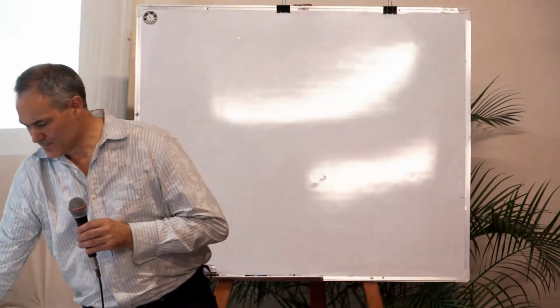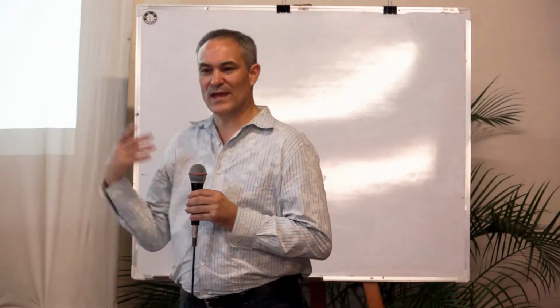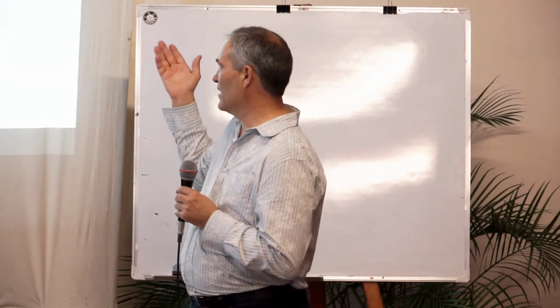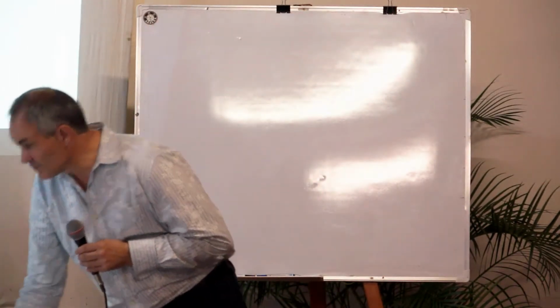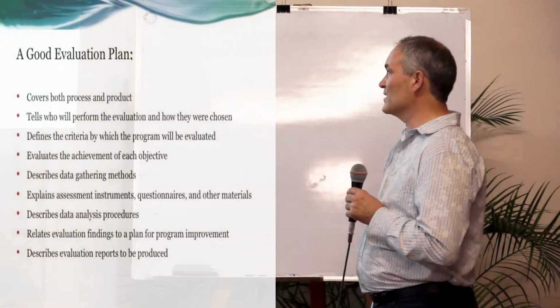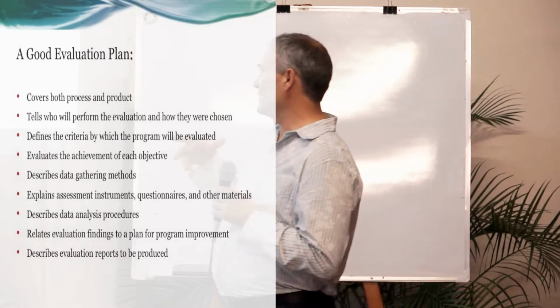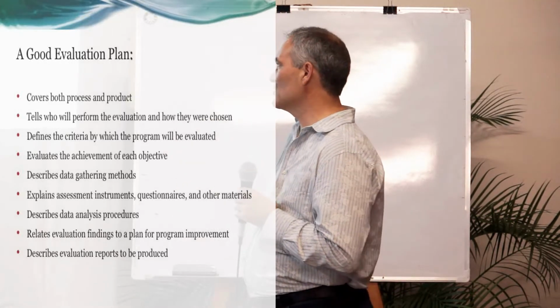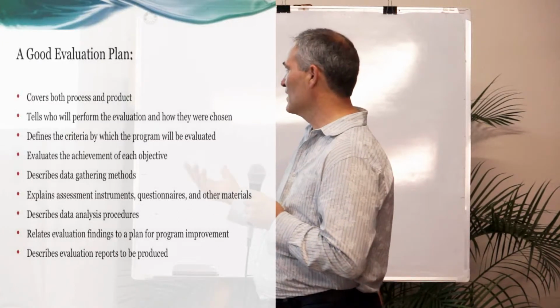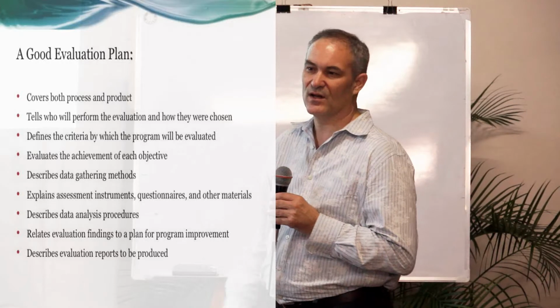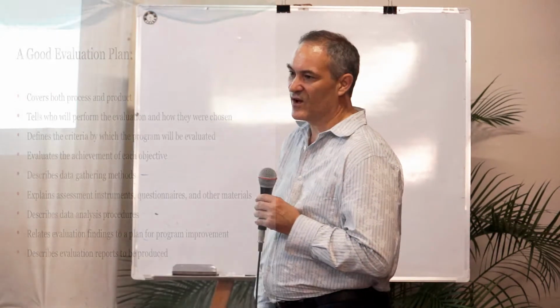And it shows that it evaluates the achievement of each of those objectives. So as we define our goal and the supporting objectives, how are we going to evaluate the success of each objective? And it describes how we gather the data on how successful each objective has been. And it explains the instruments, tools, or questionnaires we use to do that assessment or evaluation. Did we use any tools, any questionnaires or other material to show how we achieved that goal?